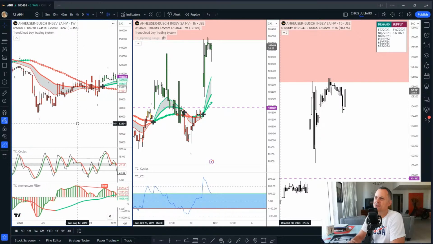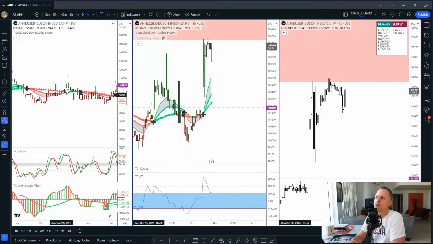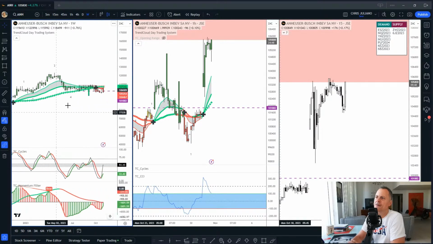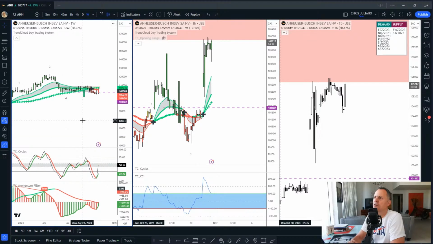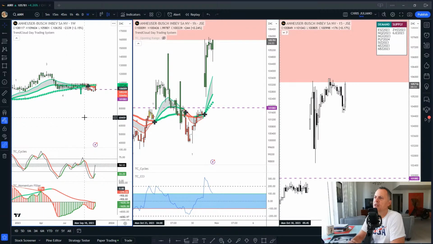It does like to go down about 3 waves or so. And look at this sideways movement. 1, 1, 1, 1, 1. Here we go. 2, 3, 4, and sideways, right? This whole thing here. Sideways movement right there. So that's the story on Anheuser-Busch. We're in a sideways movement.